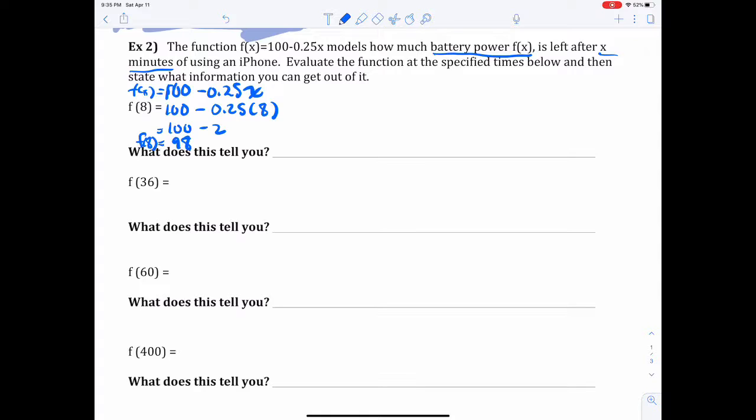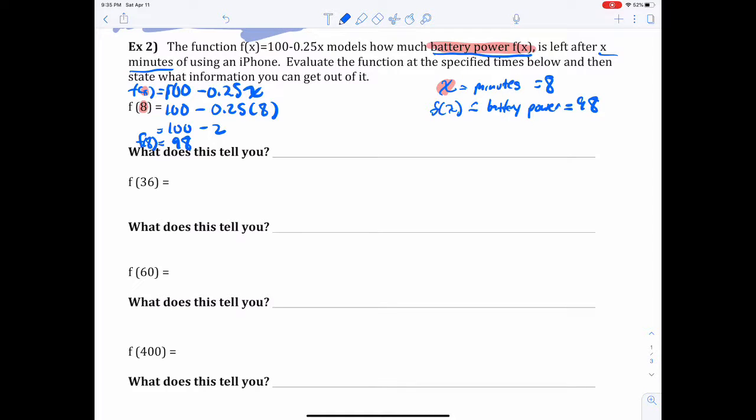What does this tell you? Well, to figure that out, we've got to know what the x is and what the f of x is. So f of x, if you look back at the question, is the minutes. And in this case, what was the minutes number in our answer here? Well, it was the x, right? So there's the x number. It was 8. f of x, if you look up here, is your battery power. That's what f of x is. So your battery power, and it's what you get out. It's your output.